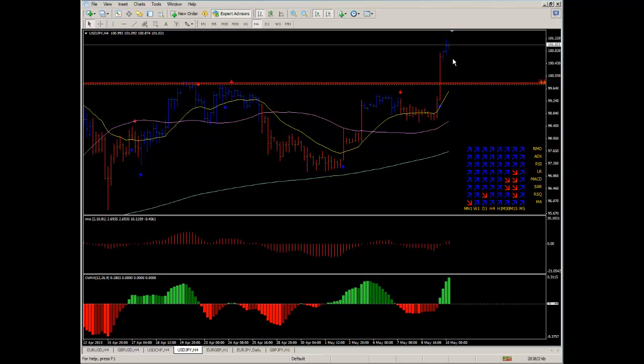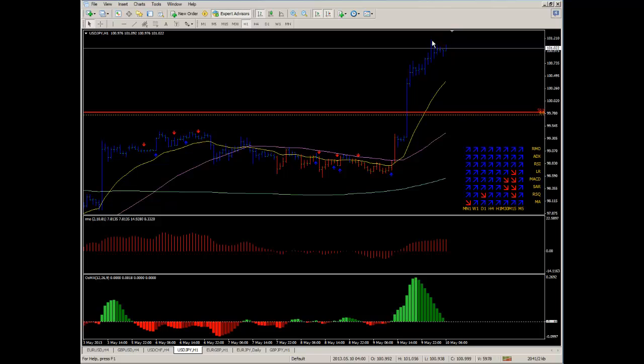So bide your time, be patient, look for a break of the current high, stop, enter, target to the upside, which is our 61.8 above price. That's it, guys. Short and sweet today.